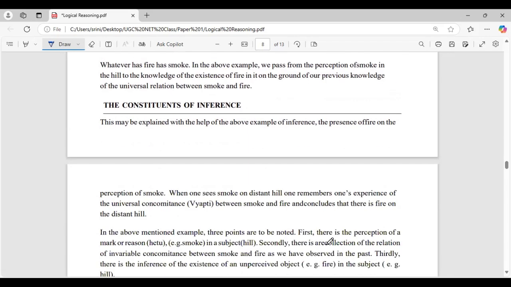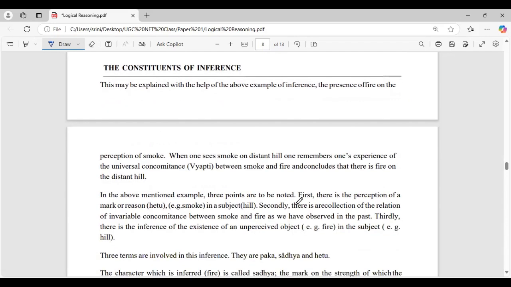The constituents of inference may be explained with the help of the example given: the presence of fire and the perception of smoke. When one sees smoke on a distant hill, one remembers his experience of the universal concomitance, that is Vyapti. Vyapti here means relationship, between smoke and fire, and concludes that there is a fire on the distant hill.